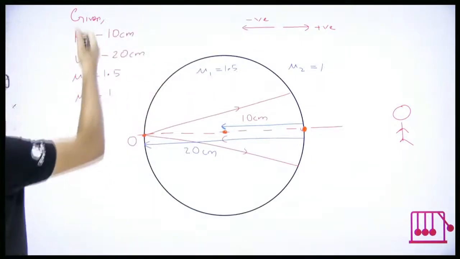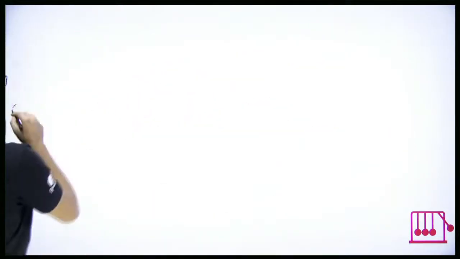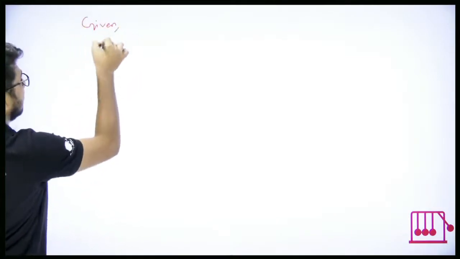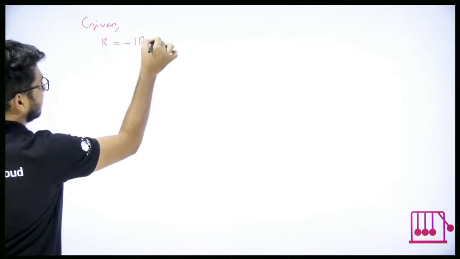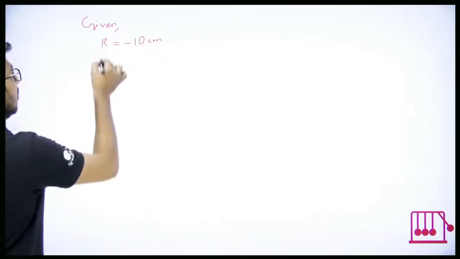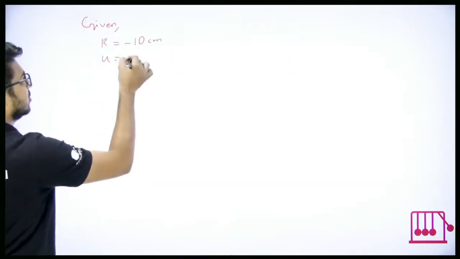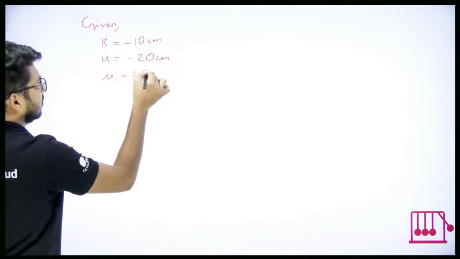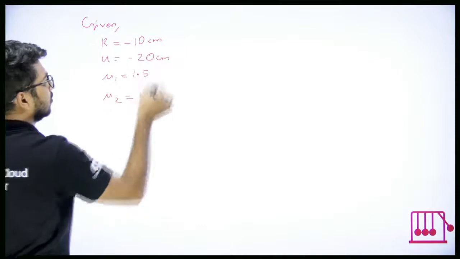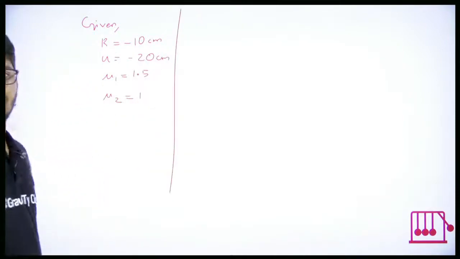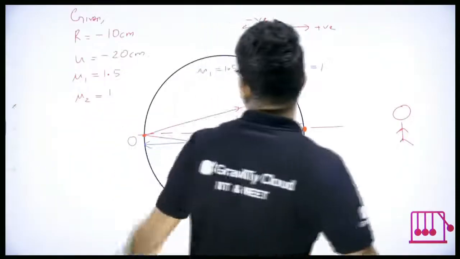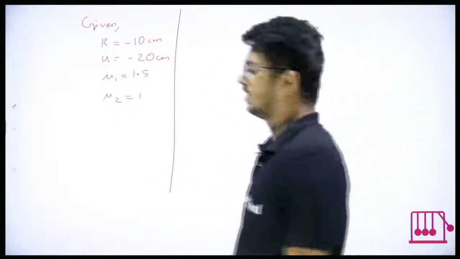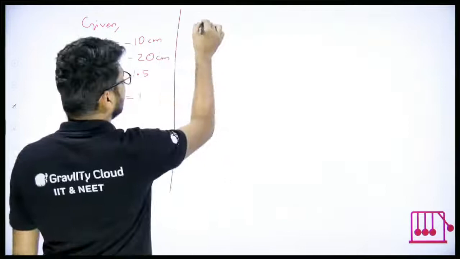So let me use the given information and let us solve it. So what is given here? Given information is this. Radius is given as minus 10 centimeter. Object distance is minus 20 centimeter. Mu1 is 1.5. Mu2 is equal to 1. That is the given information, exactly the same information. I just wrote it down here. Then let us solve it.